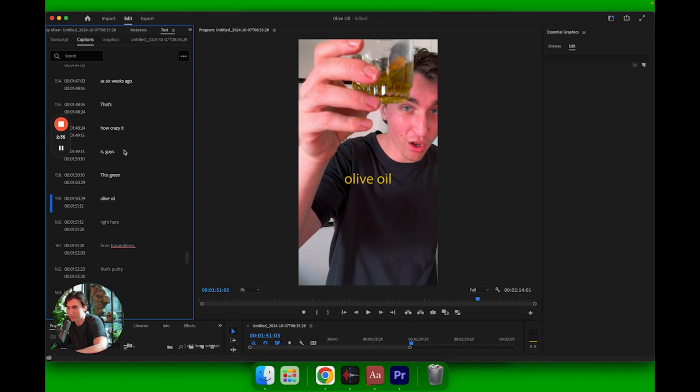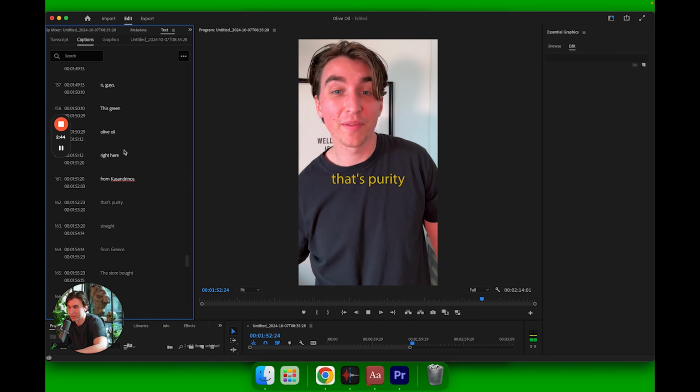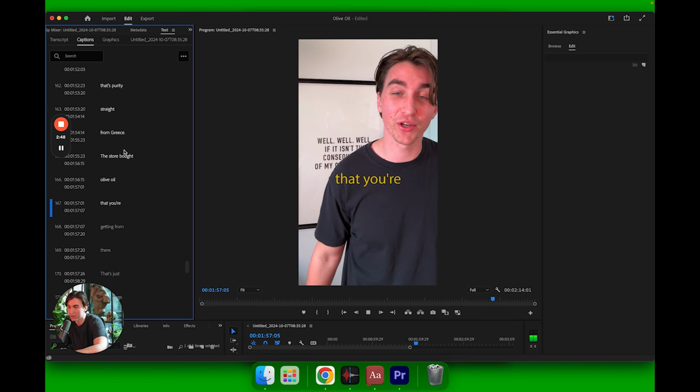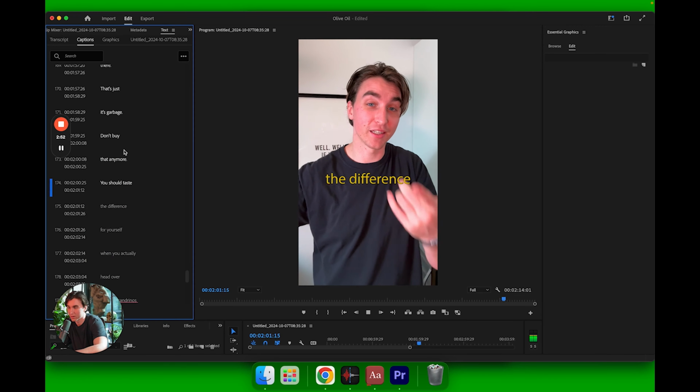Guys, this green olive. And this was a little bit off script now. Now I decided to kind of just riff, and it actually came out pretty good, and so I kept it. Olive oil right here from Casandrinos, that's purity, straight from Greece. The store-bought olive oil that you're getting from there, that's just garbage. Don't buy that anymore. You should taste the difference for yourself.